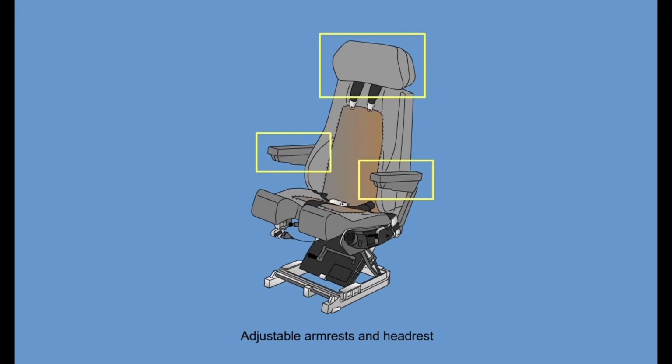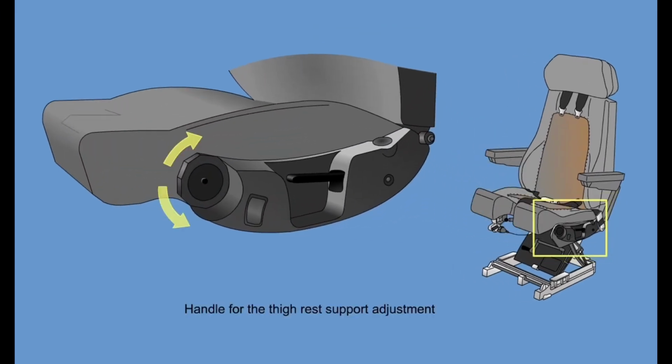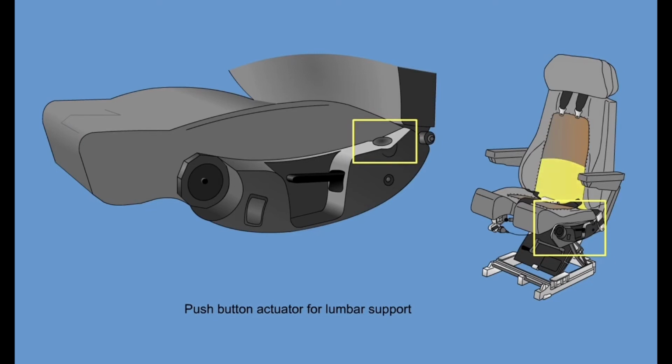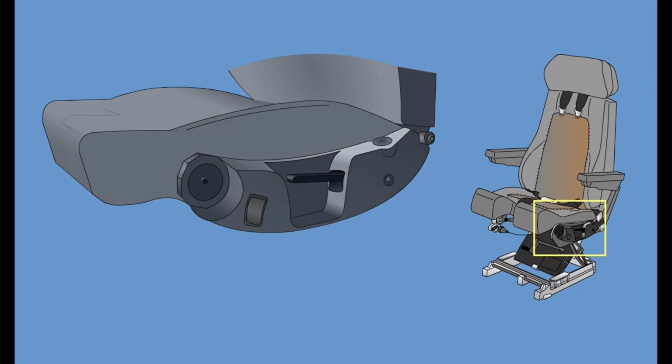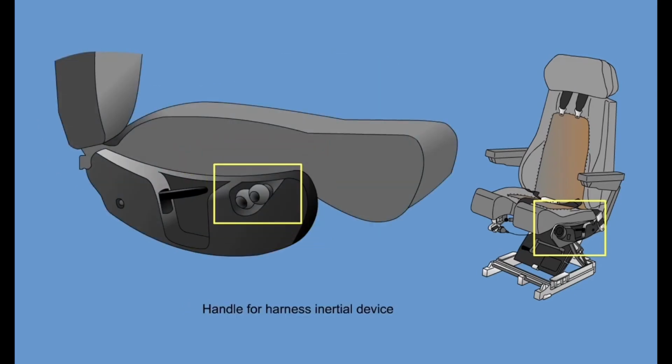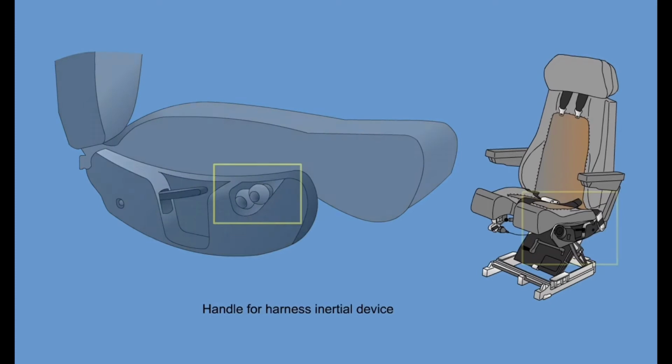Adjustable armrests and headrest with mechanical operation. Handle for the thigh rest support adjustment with mechanical operation. Push-button actuator for lumbar support, which actuates a foam bag with air in it, allowing many different adjustments. Handle for harness inertial device manual locking.